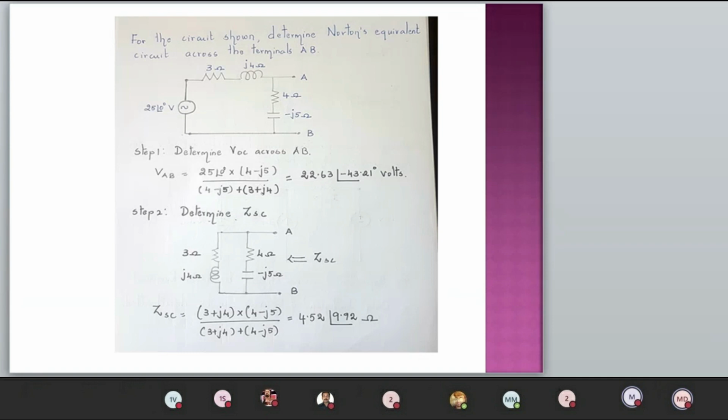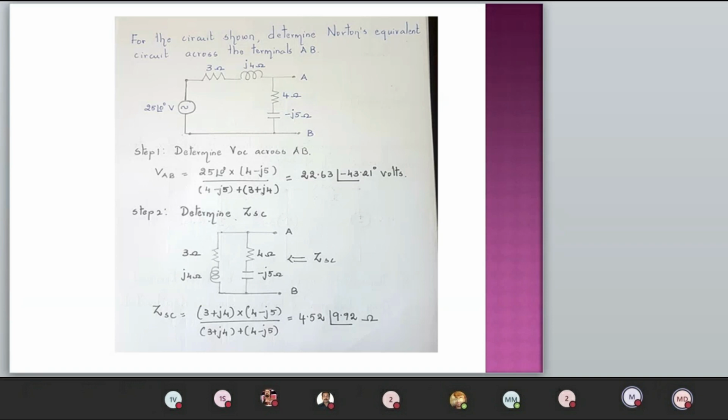Now we can, instead of finding the short circuit current directly, work it out in a different way. The short circuit current is also equal to open circuit voltage divided by Thevenin's equivalent impedance. Okay, let's start. V of AB is equal to 25 into 4 minus J5 divided by 4 minus J5 plus 3 plus J4. So V of AB is 22.63 angle minus 43.21. See, I'm finding open circuit voltage across AB. AB is an open circuit point. Okay.